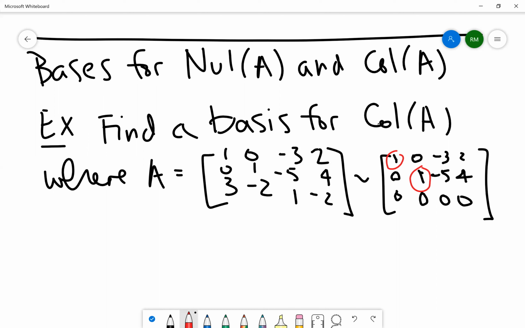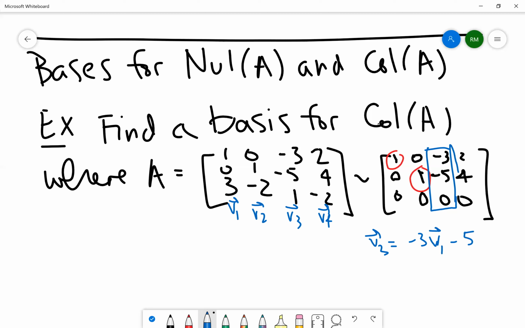So let's take a look at this third column and see what it's telling me. Well, what that blue piece is telling me right there, if I call these columns V1, V2, V3, and V4, is this on the right here in the blue box is telling me that V3 should be equal to -3 times V1 minus 5 times V2.